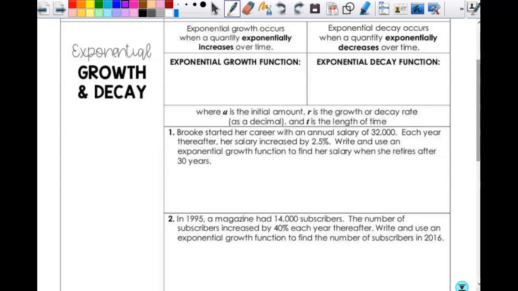All right, so we've got exponential growth. Growth occurs when a quantity exponentially increases. Exponential decay occurs when a quantity exponentially decreases. I know, it's crazy. So here's what the exponential growth function looks like: f(t) = a(1 + r)^t.